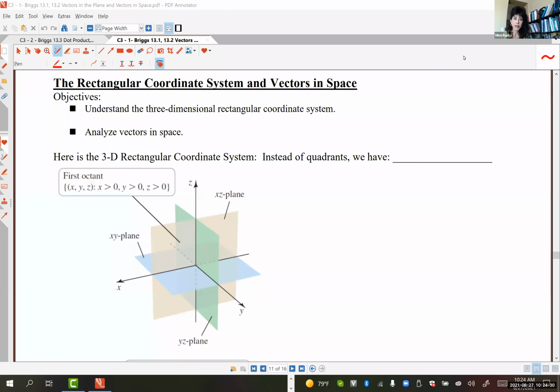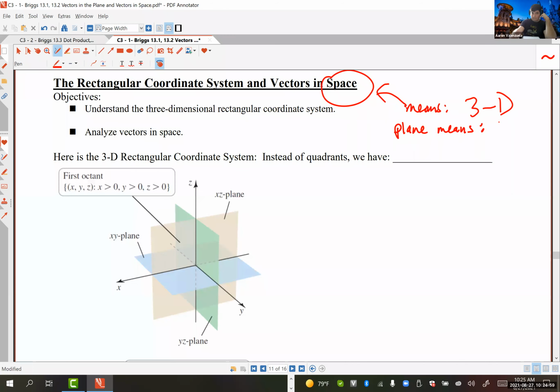Rectangular coordinate system and vectors in space. What does space mean besides outer space? From now on, it's going to mean 3D. So when somebody says the curve is in space, that means it's a 3D curve, as opposed to a curve in the plane. What does the word plane mean? 2D. 2D, good.